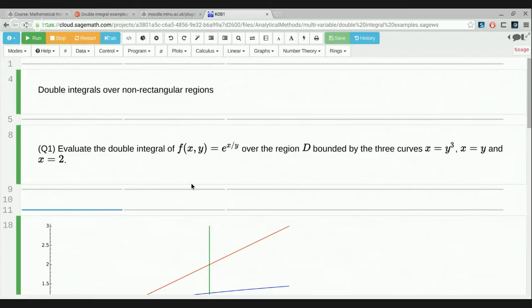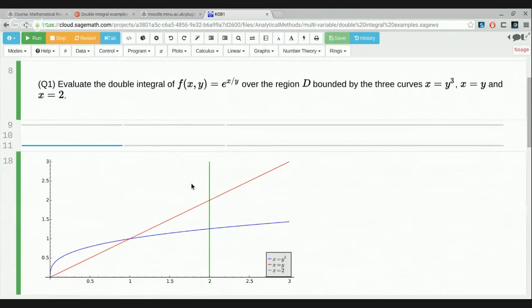Let's look at some of these examples. So the first one, we're given a function to integrate, f of x, y, and f of x, y is the exponential of the quotient x over y. And we're being asked to integrate that over the region D, and I describe D as the region bounded by these three curves.